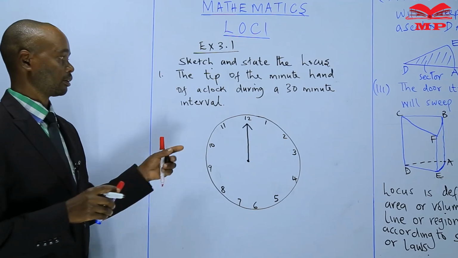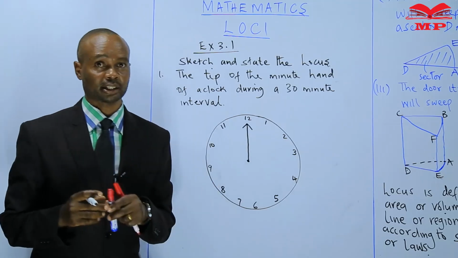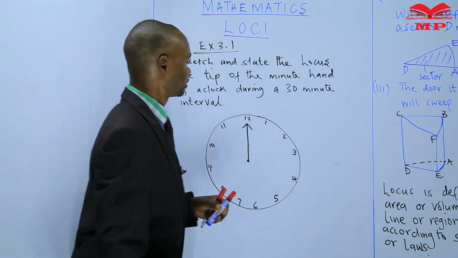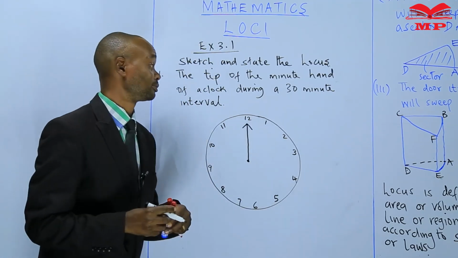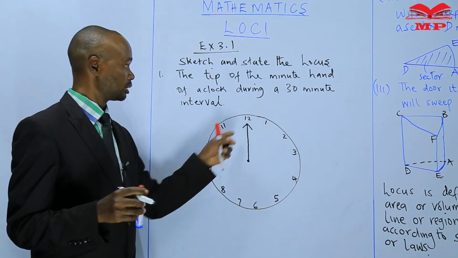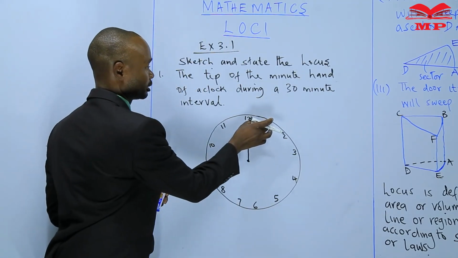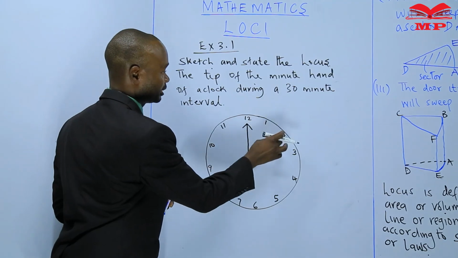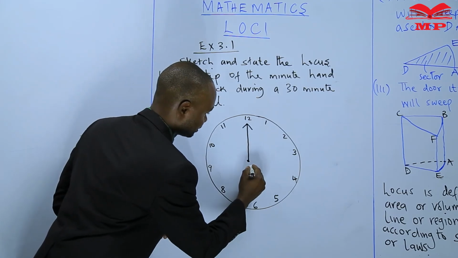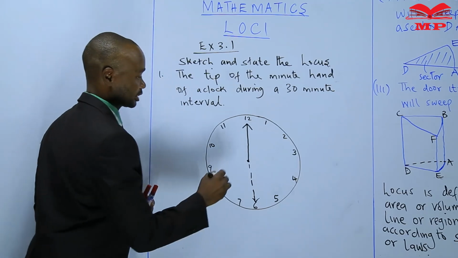So if we have a clock, usually the minute hand is longer than the hour hand. So this is the minute hand. If it has to go through the 30-minute interval, it has to sweep, because we know if you're at 12, when you get at 1, those are 5 minutes. So for the minute hand to sweep through up to 12 again, it is 60 minutes. So that interval there is 5 minutes. So we shall have 5, 10, 15, 20, 25, and lastly it will have swept up to that 6.